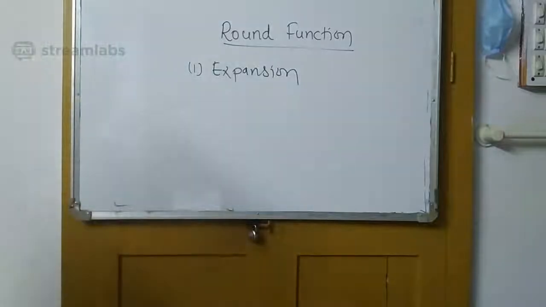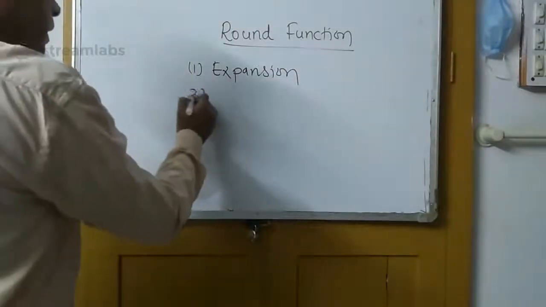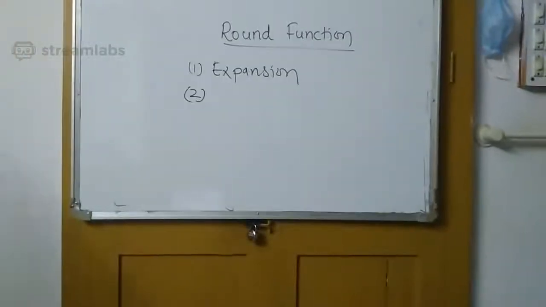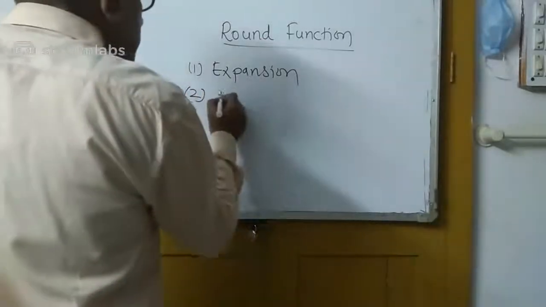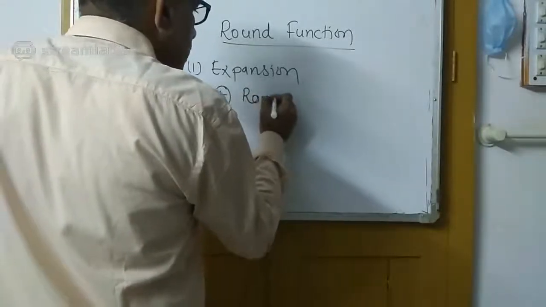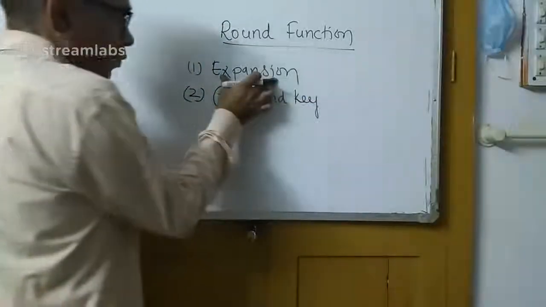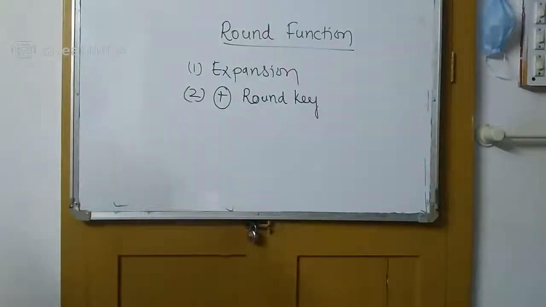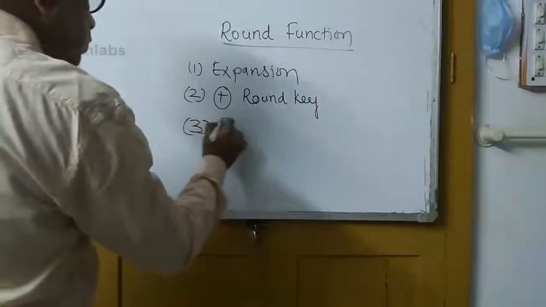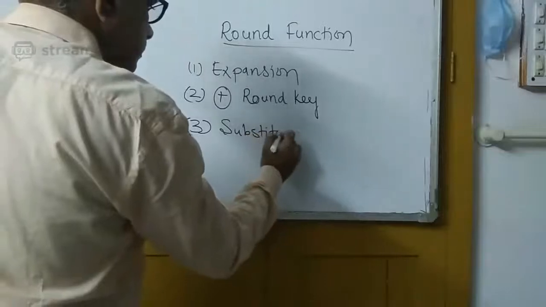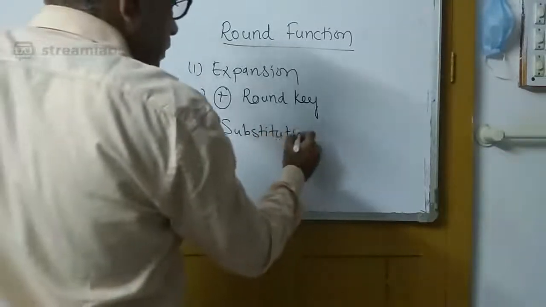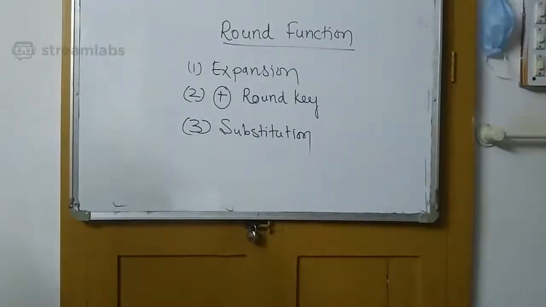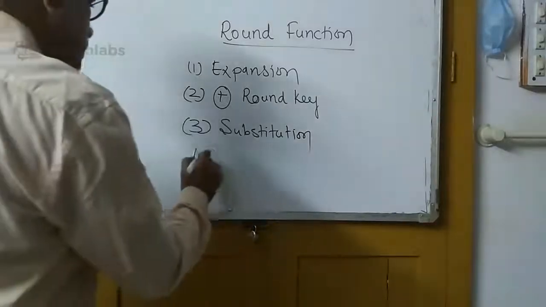The second operation in this round function is, when I say it is performing four different operations in this function, in this order: first it performs the expansion. Second, it performs an XOR operation with the round key. Now see this thing. Why we need this expansion? Because this is an operation that will happen with the round key. Next, the third one is substitution, and the last one is permutation. The last stage is permutation.